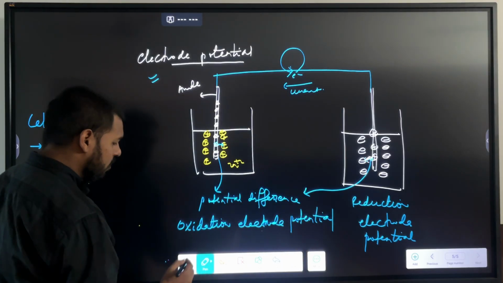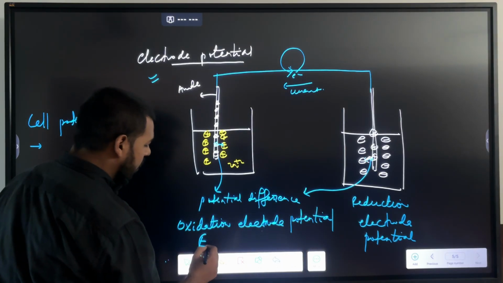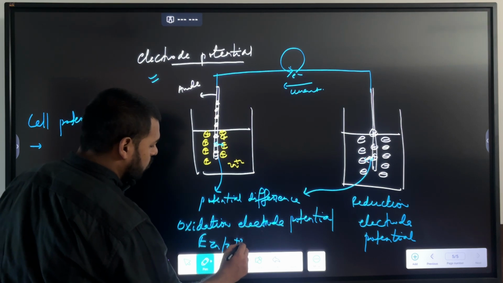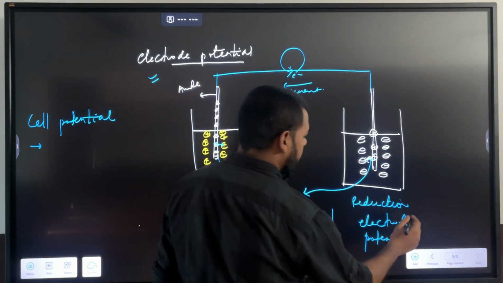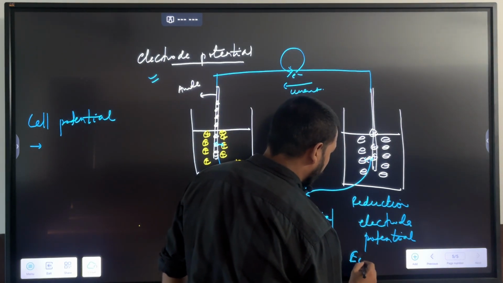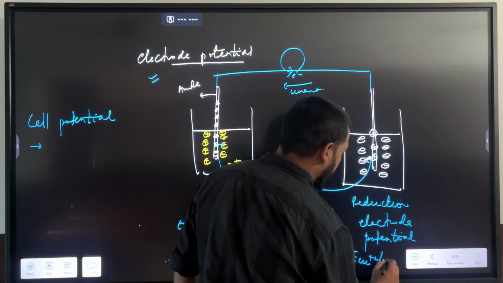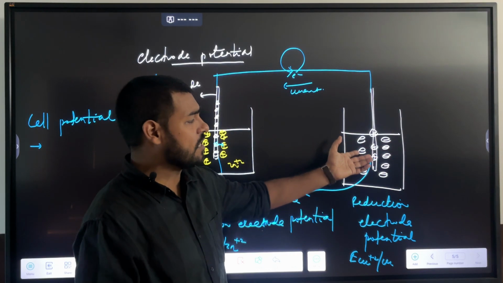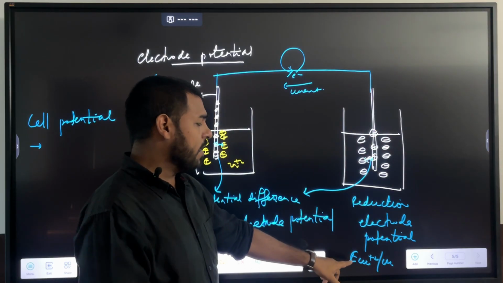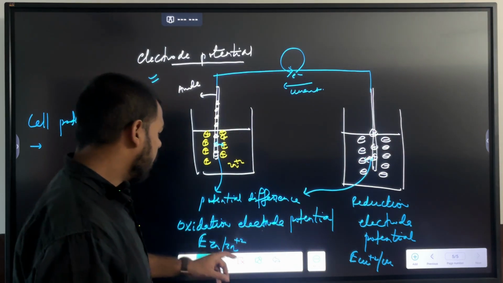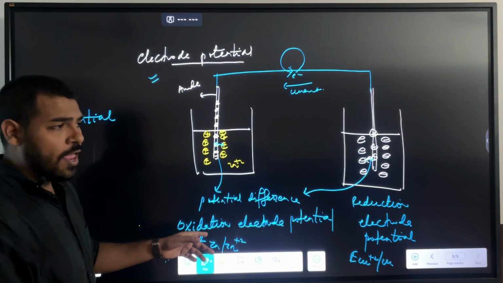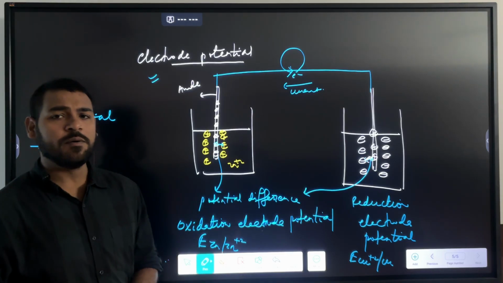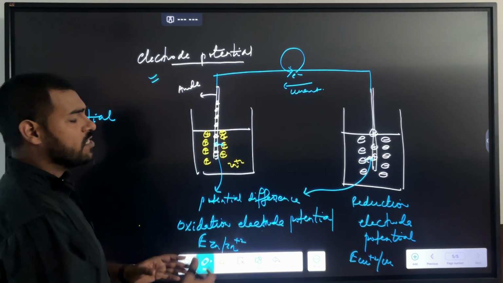So this will be written as E Zn to Zn plus 2, and this will be written as E copper plus 2 to copper, because we have reduction here. So copper plus 2 is converting into copper. So E is for electrode potential. Here also, this is the anode, so we have oxidation here. So zinc is converting into zinc plus 2. So we have separate potentials.